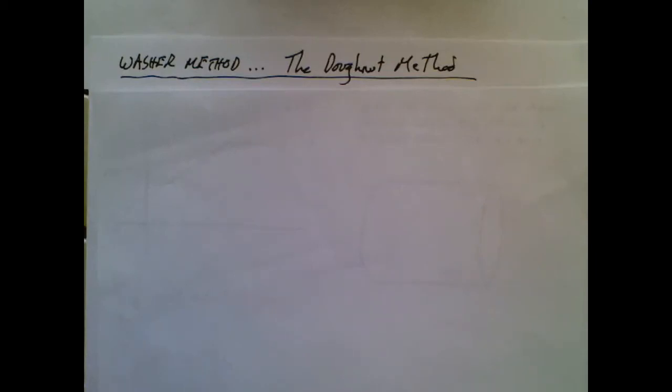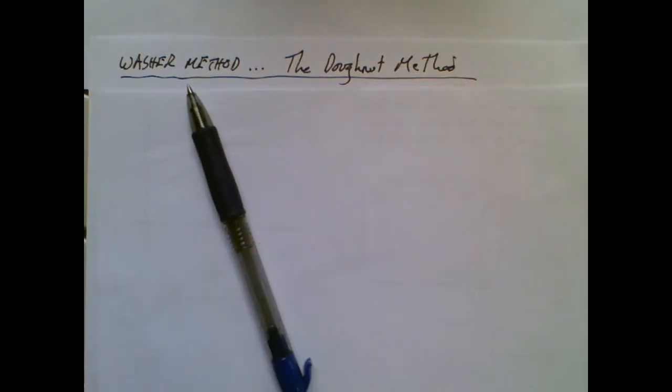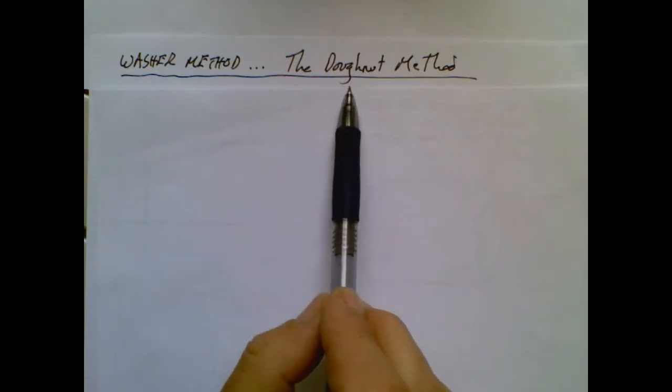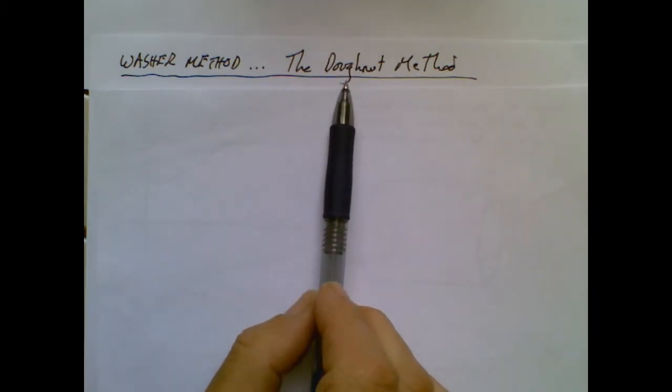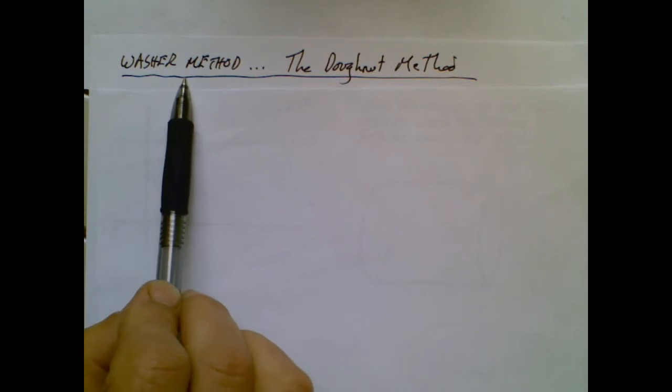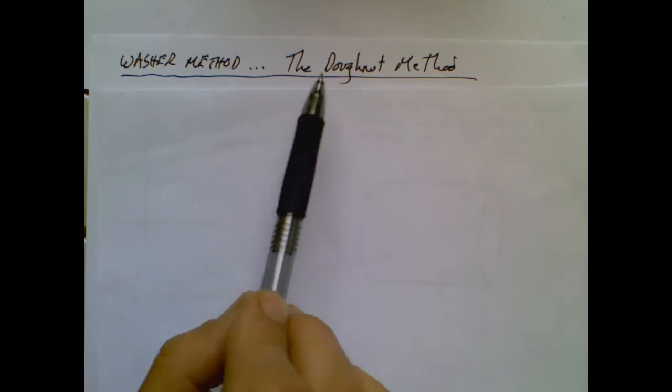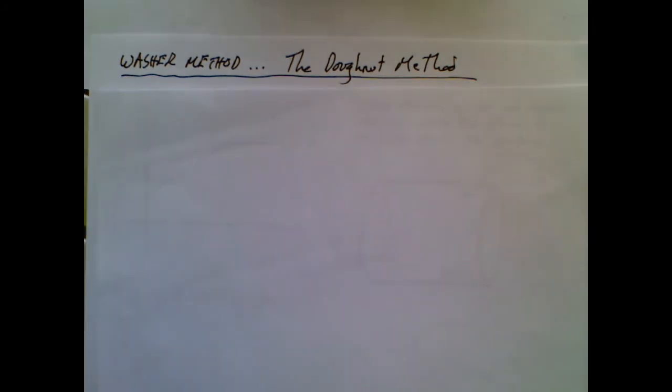We're doing some volumes of revolution, and for this video to make sense to you, you should have already become knowledgeable on the pancake method, otherwise known as the circular discs method. So likewise, I'm going to name this method after a delicious food, the donut. The calculus books would call this the washer method. Like the pancake method before, I think you'll agree the donut method is a much better description.